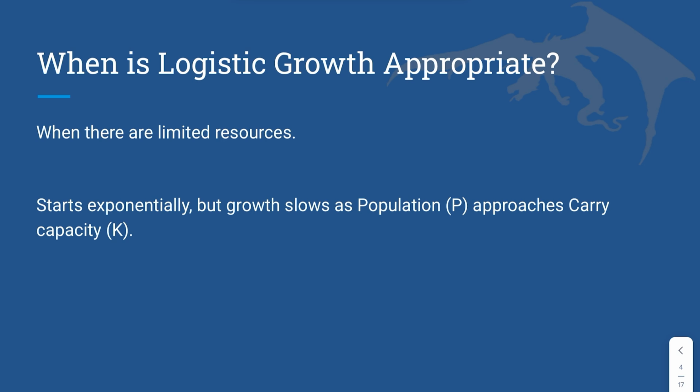Now, this model that we're using today is called logistic growth. So we want to talk about when this is appropriate. Logistic growth happens when an environment can't sustain unlimited growth. As the population gets larger and resources get scarce, the growth rate slows down and eventually levels off at what we call the carrying capacity, notated by K. So our population P and our carrying capacity K.